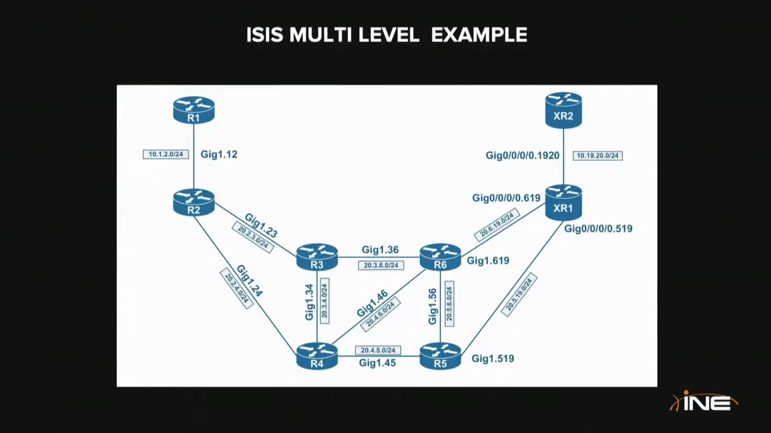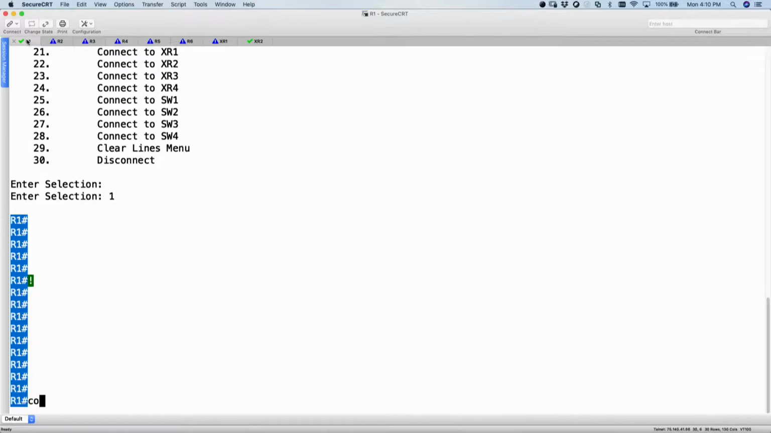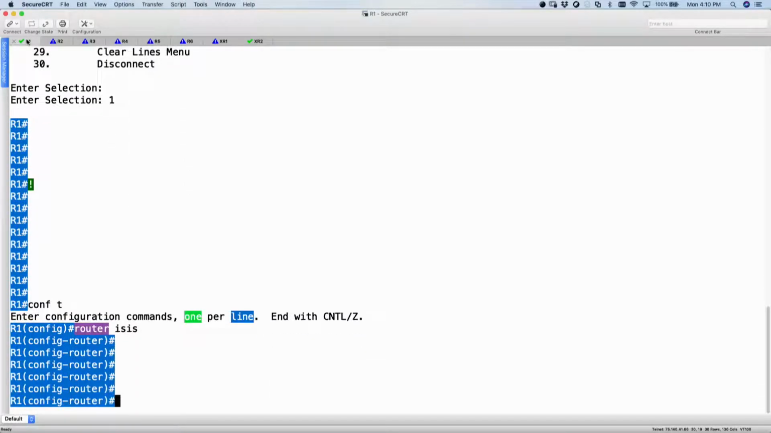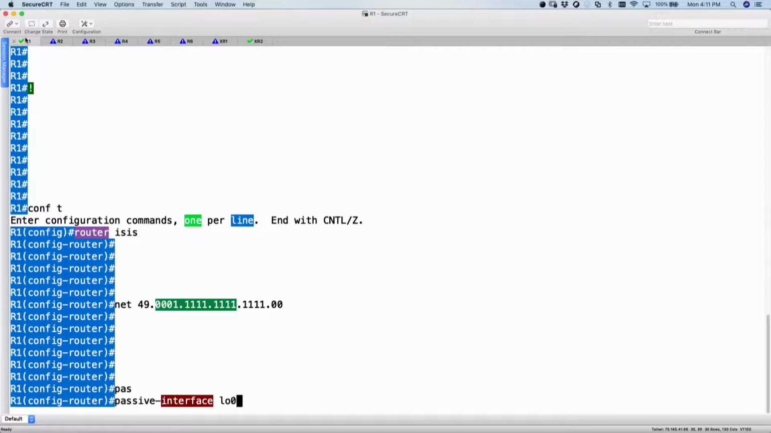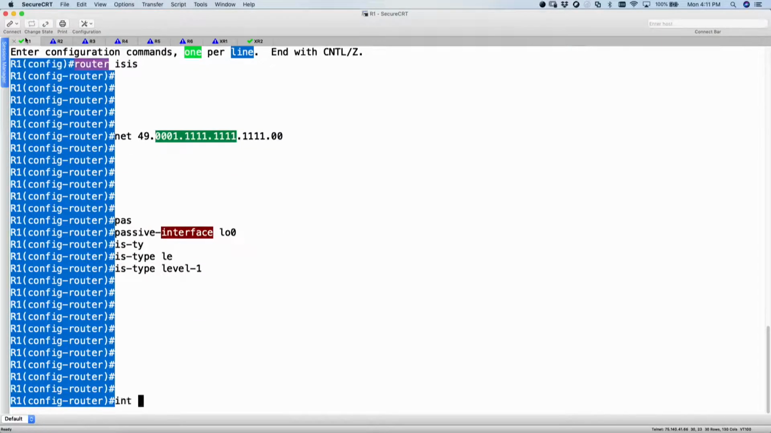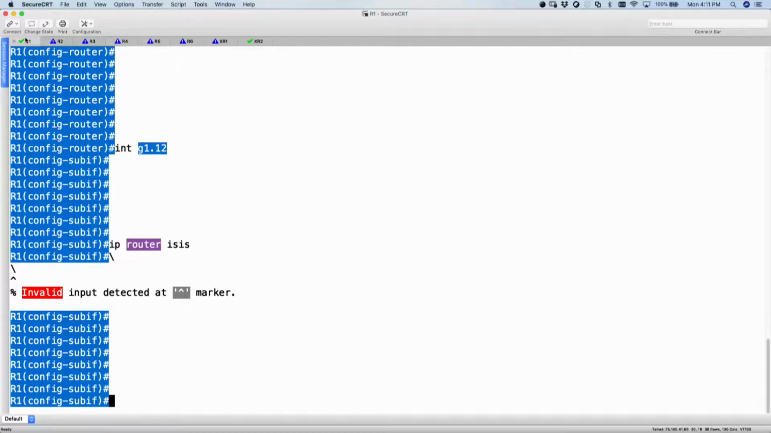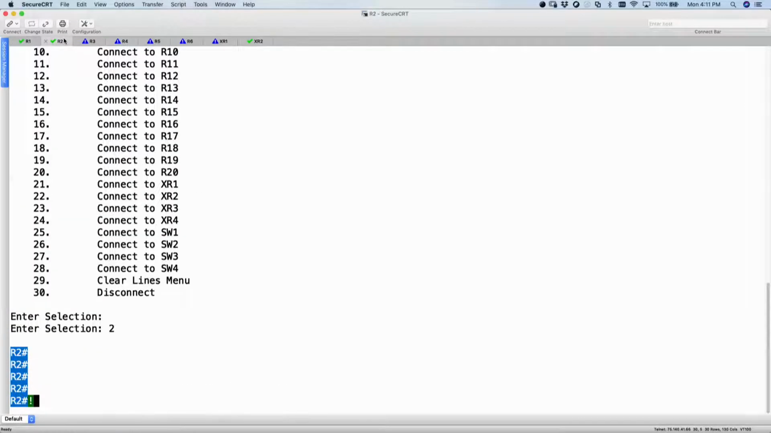So let's go back to my router and start off with router 1. Router ISIS, I should give the network entity title, which would be 49.0.0.0.1, which is my area portion, and then I have a unique system ID, 1111.1111.1111.00. Let's do a passive interface loopback 0 and change my IS type to be level 1 only. And finally activate ISIS on my interface, so IP router ISIS. So R1 is ready. Let's also configure router 2.